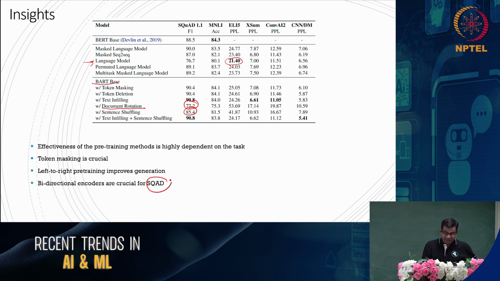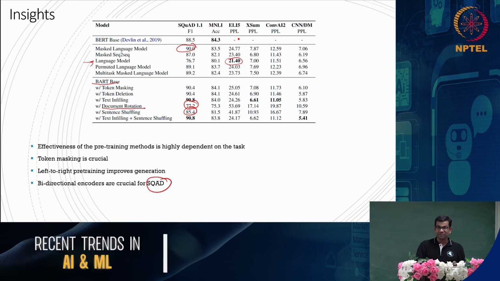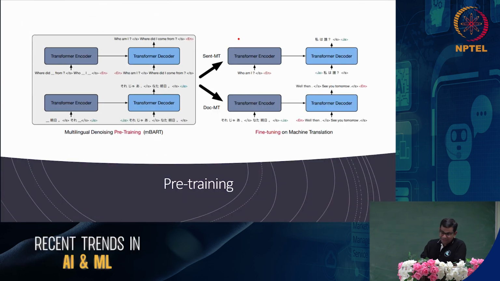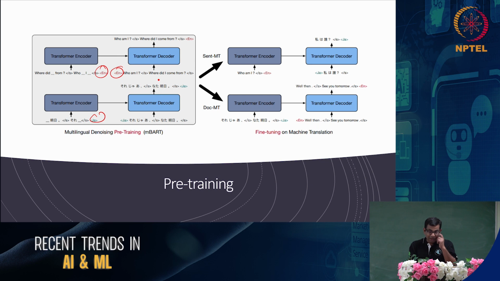And for a question answering task like SQuAD, you can see that its accuracy is very good when you are using a masked language model. That means you want to see both sides of the context; a plain language model is not enough for question answering. Now, they have a multilingual part as well, where they train this model using multilingual data. Instead of only using English data, they also used Japanese data: for English data you predict English, for Japanese data, Japanese. So that model has a multilingual capability, and then they used that model for machine translation.